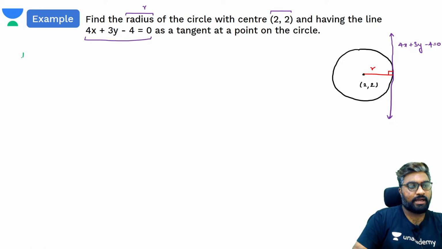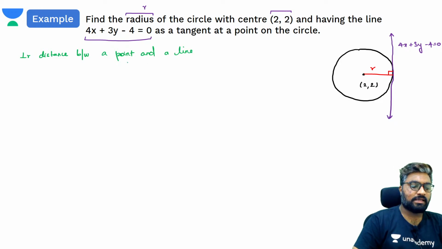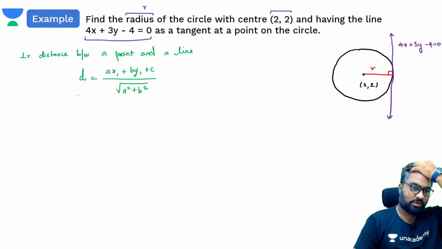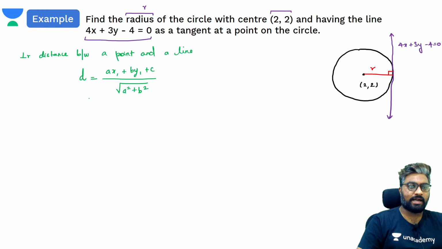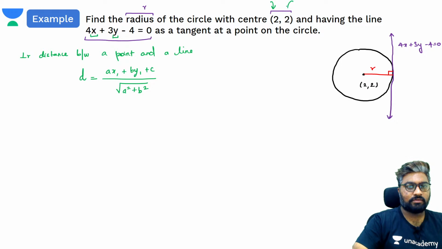If you want to find the perpendicular distance between a point and a line, it is given by, let's say D, equal to ax1 plus by1 plus c, divided by the square root of a square plus b square. Very similar to the formula we saw for the perpendicular distance between two parallel lines. All you basically have to do is, in place of x, substitute the center's x coordinate, and in place of y, substitute the center's y coordinate. This is x1, y1.